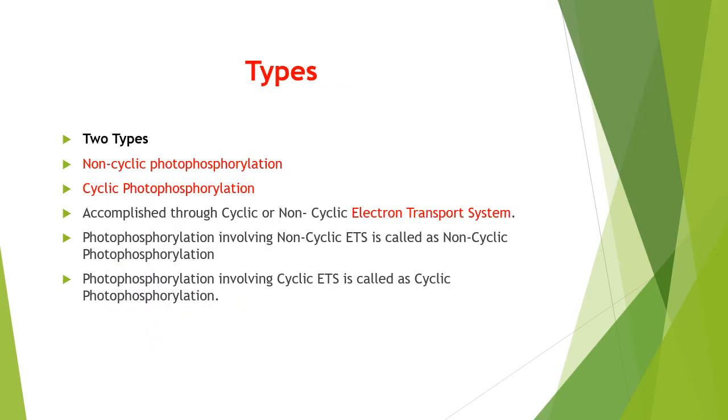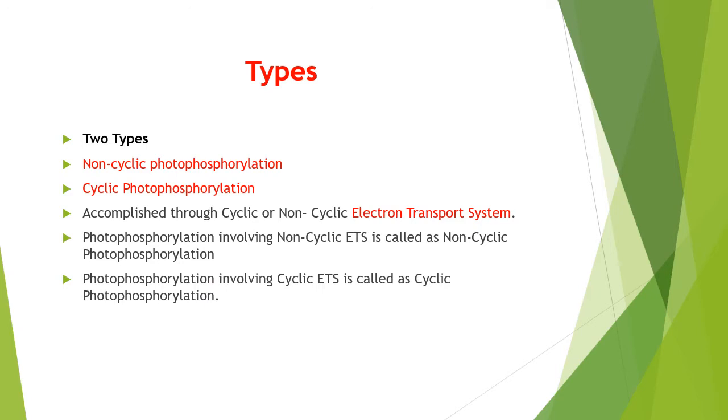Of course, there are types of photophosphorylation depending upon the transport of the electrons. There are two types: non-cyclic photophosphorylation and cyclic photophosphorylation, which are accomplished through non-cyclic or cyclic electron transport system. Photophosphorylation which involves non-cyclic electron transport system is called non-cyclic photophosphorylation. That means electron will move unidirectionally, it will not come back. Photophosphorylation involving cyclic electron transport system is called cyclic photophosphorylation.